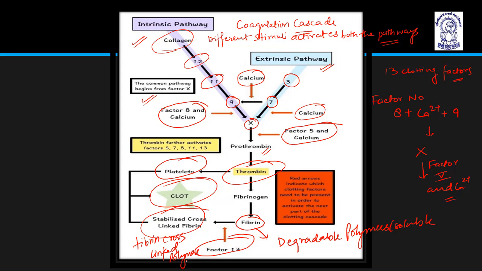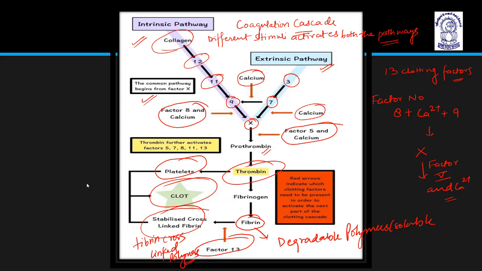You have to remember the names of the factors, their function, and the requirement, whether intrinsic or extrinsic. Please remember about factor number 10. The common pathway starts from factor number 10. Factor number 7 also converts to 10. 7 converts to 9 as well in the presence of calcium. And factor number 9, 8 and calcium convert into factor number 10. There is no requirement of going deep into this cascade.